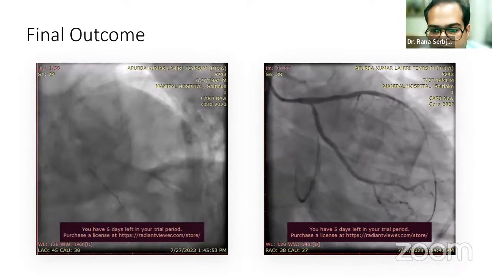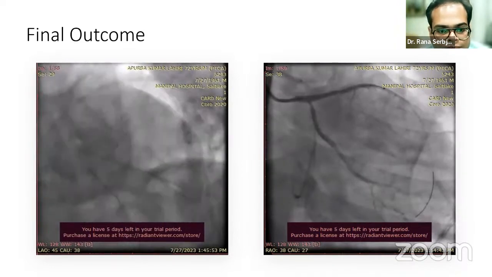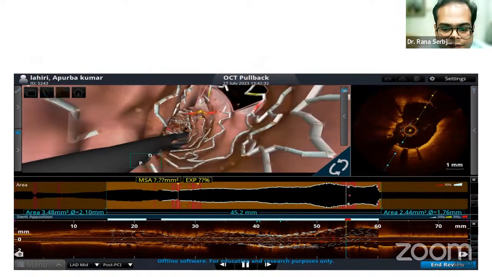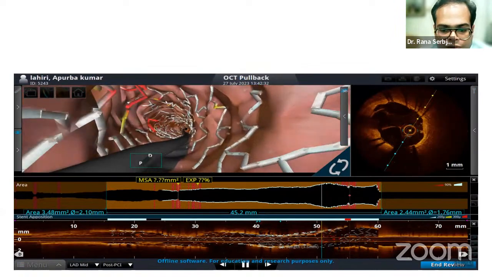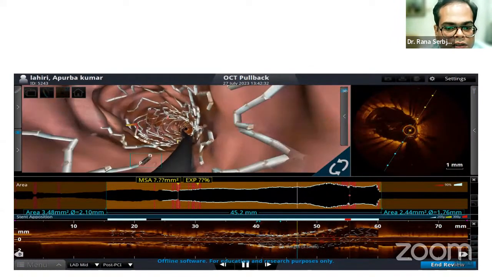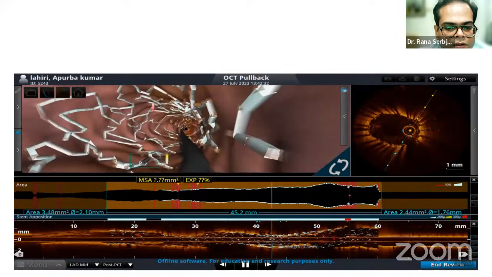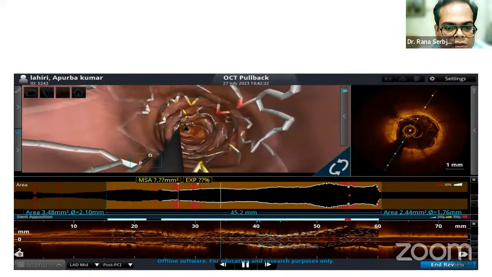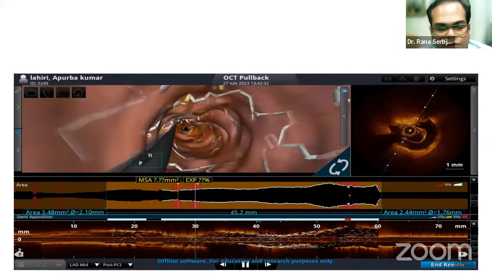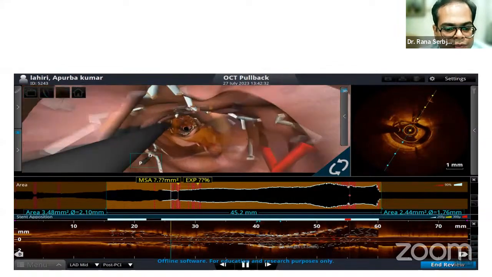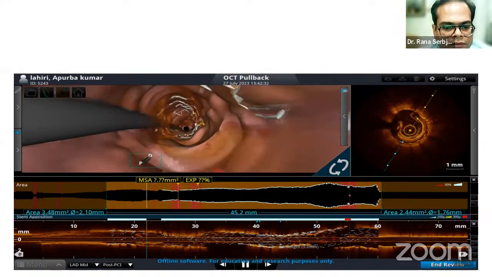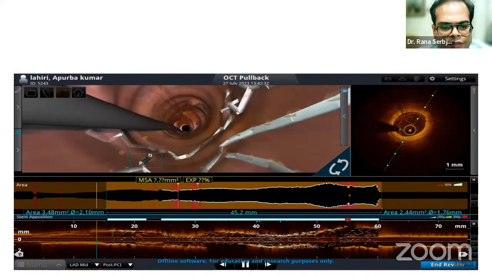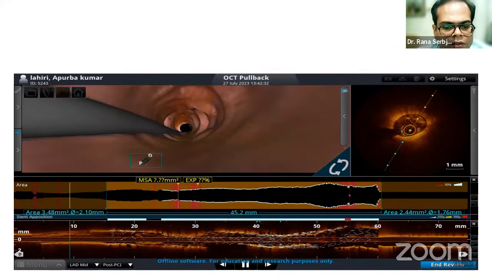After this, the OCT was done. Yes, this was the final OCT run that was done. You can see the stent deposition is quite well. After this, the patient was around 24 hours on inotropic support in the ICU, but then he did well. We did a dialysis the next day. The patient needed 2-3 more dialysis during his stay in the hospital, and now the patient is doing quite well.